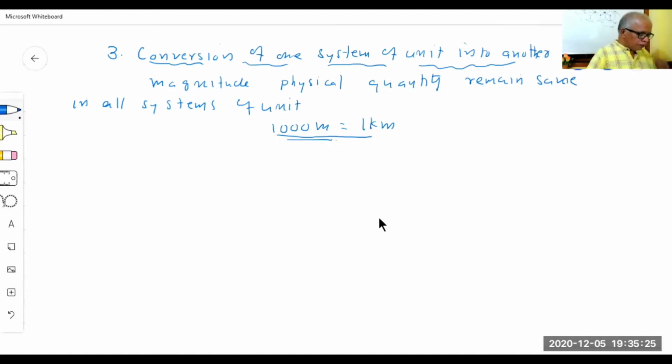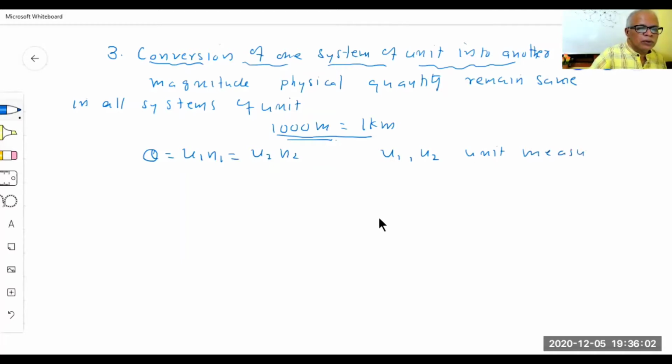So if U1, U2 are the units of measurement of a physical quantity Q, then Q is equal to N1 U1, and also equal to N2 U2. Here U1, U2 are the units of measurement, and N1, N2 are the corresponding numerical values.